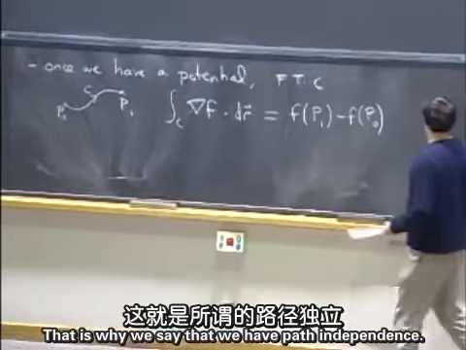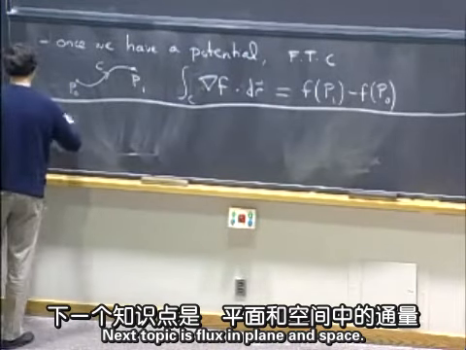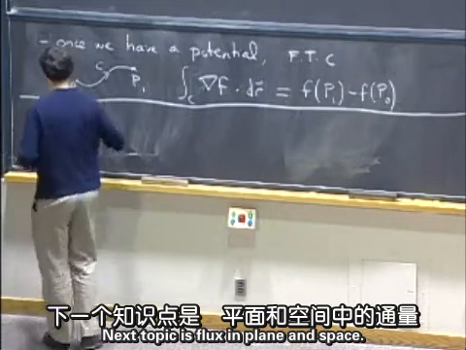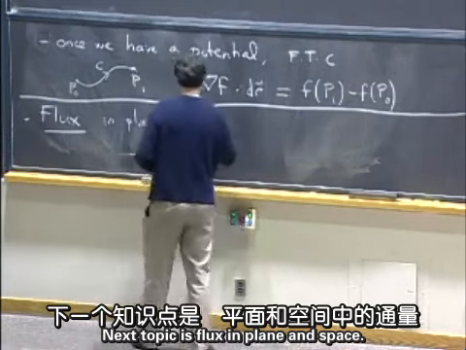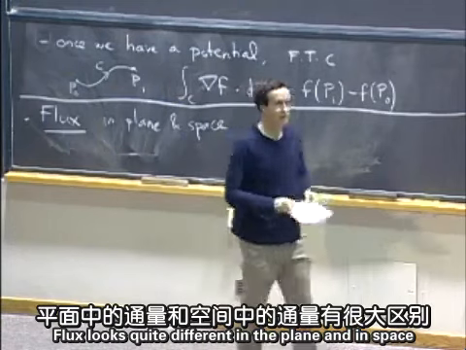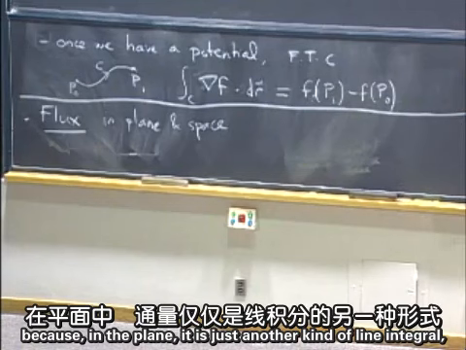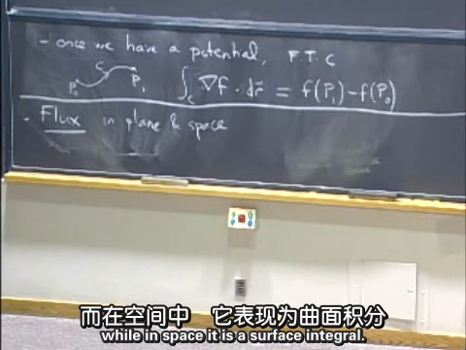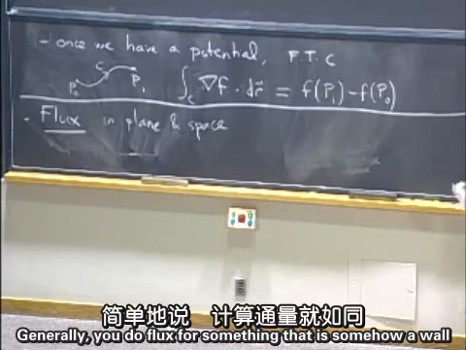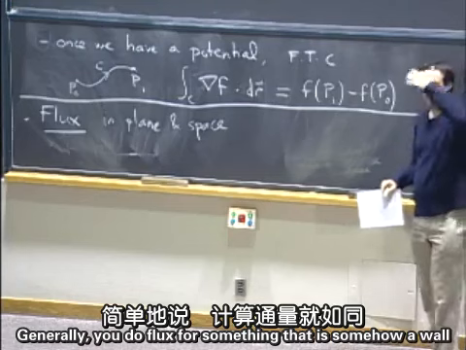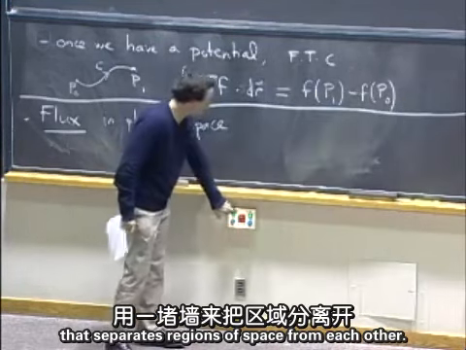Okay, next topic. That's flux in plane and space. Flux looks quite different in the plane and in space, because in the plane it's just another kind of line integral, while in space it's a surface integral. If you were in four-dimensional space, it would be a triple integral. In general, you do flux through something that's somehow a wall that separates regions of space from each other.